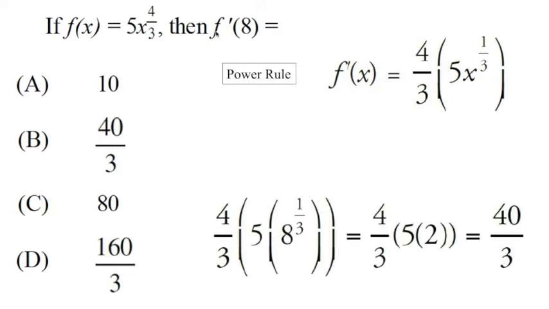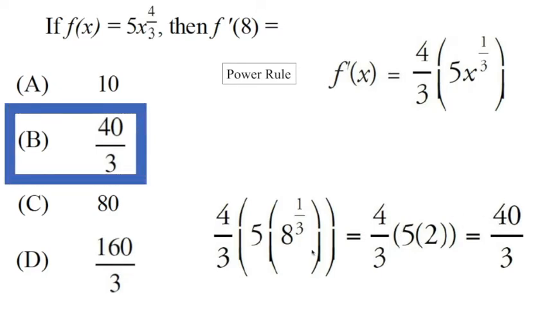Now all we have to do to assess f prime of 8 is substitute 8 for x. So we get 4/3 times 5 times 8 to the 1/3, or the cube root of 8. If we recall, the cube root of 8 is 2. 2 times 2 is 4, times 2 is 8, so the cube root of 8 is 2. This is pretty easy. We didn't have to use a calculator. And all we have to do then is multiply. 4 times 5 times 2, or 4 times 10, is 40, divided by 3. B. Pretty simple.